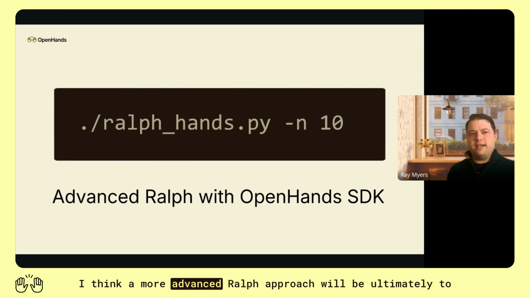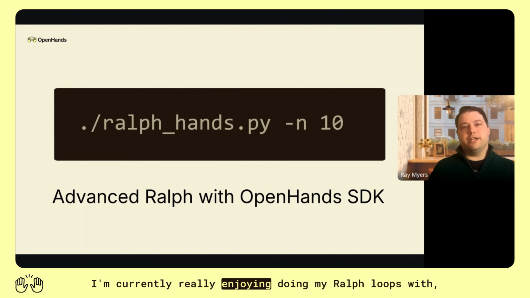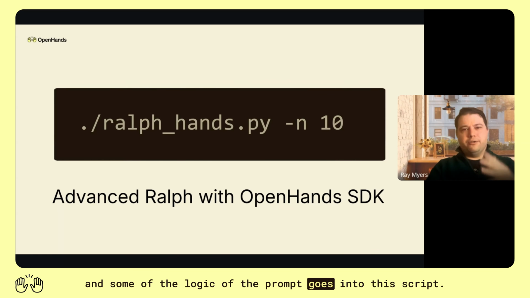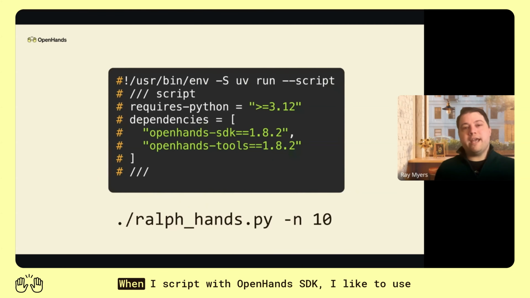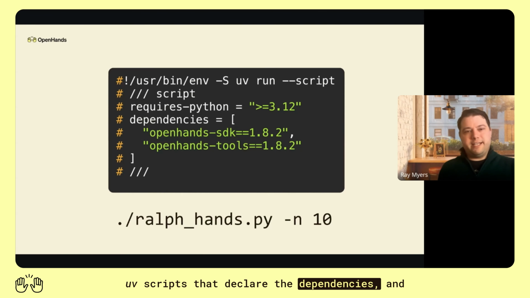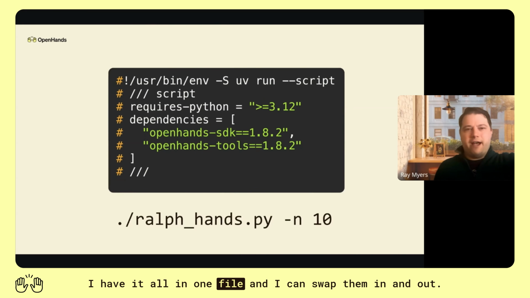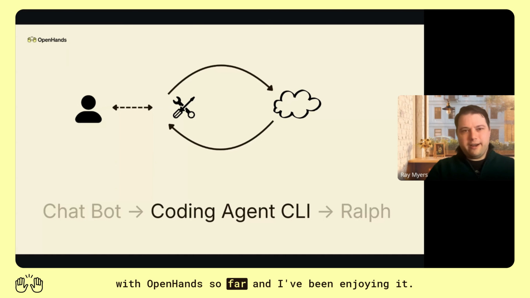I think a more advanced Ralph approach will ultimately be to use SDK scripting. So the OpenHands Software Agent SDK is what I'm currently really enjoying doing my Ralph loops with. And some of the logic of the prompt goes into this script. And then I have something very repeatable. I can run it again and again. When I script with OpenHands SDK, I like to use UV scripts that declare the dependencies. And it's sort of like managing a single markdown prompt file. I have it all in one file and I can swap them in and out. So that's a bit how I've been doing Ralph loops with OpenHands so far, and I've been enjoying it.